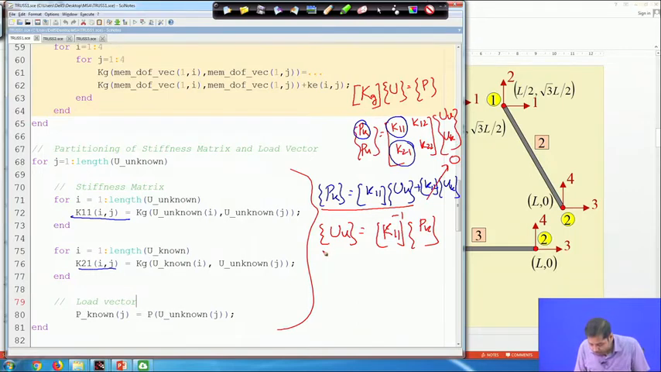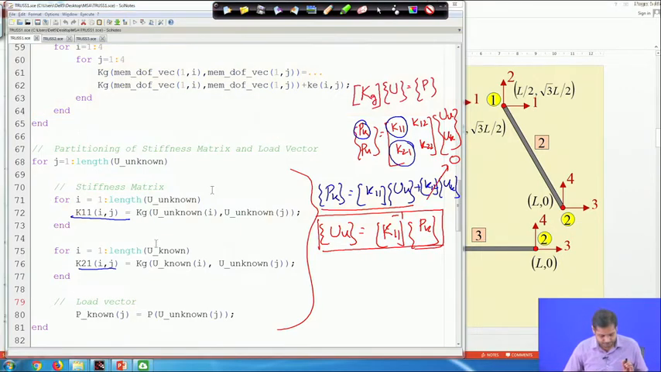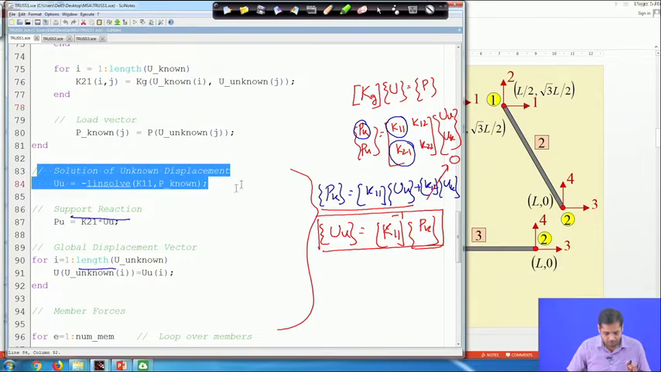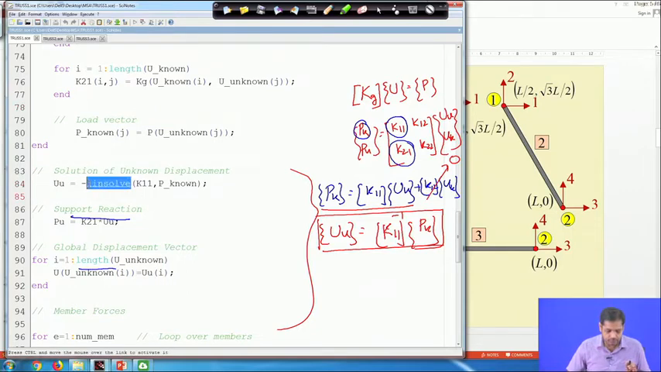So, you know how to solve the linear system, and this is exactly done here to get U unknown. Now, this exercise is done next. This is the solution for unknown displacement. Lin solve is the command which actually solves it. This is a command for Scilab. So, you get UU. Now, once you get UU, it is known in this expression.